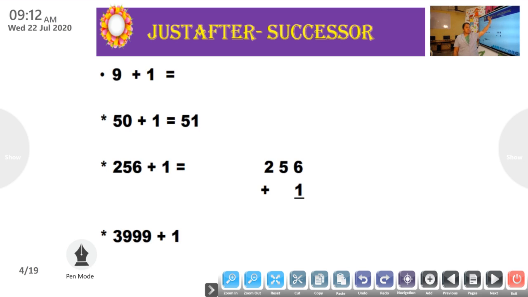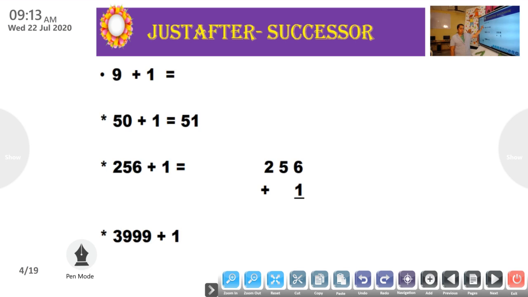So last year we learned that the number that comes just after has a special name, the term successor, isn't it? Just after number is known as successor. What do you mean by successor? The number just after a given number is known as a successor. How do you get the successor? You have to add 1 to the given number.